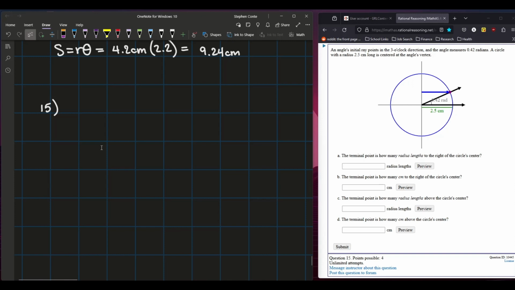So now I have an angle's initial ray pointed in a 3 o'clock direction. We're told that the angle measures 0.42 radians, 0.42 rads. We're told that the radius is 2.5 centimeters.